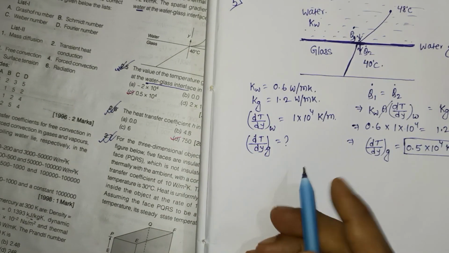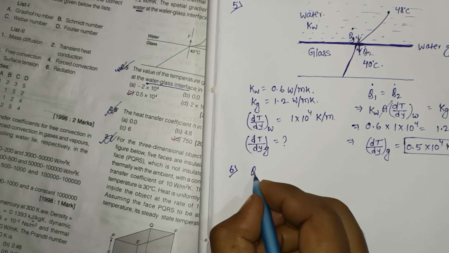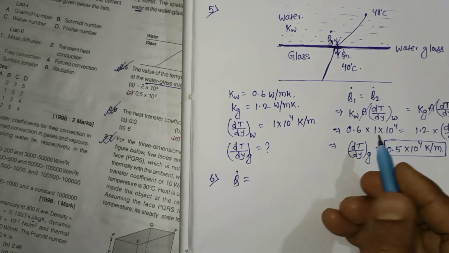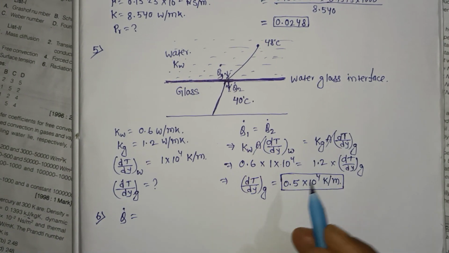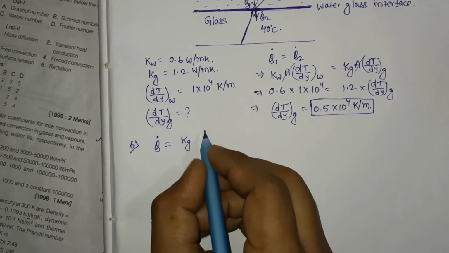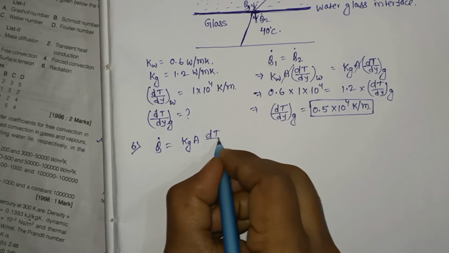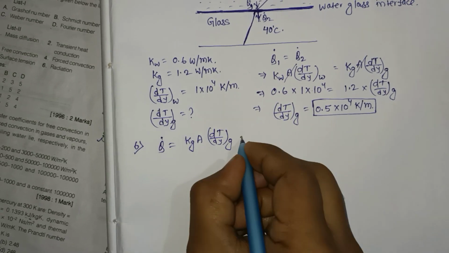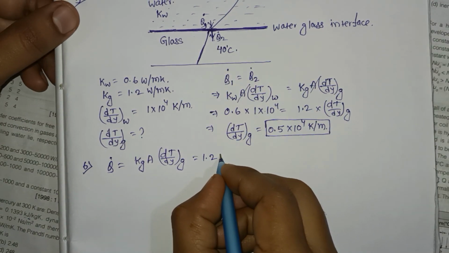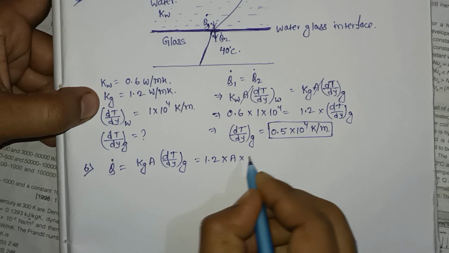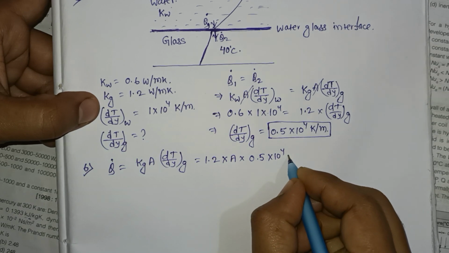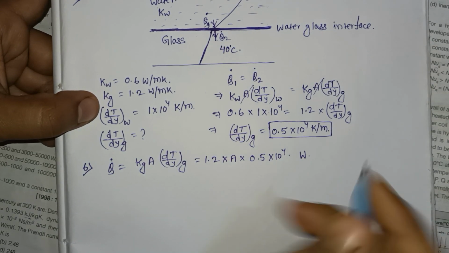Okay, so heat transfer rate. In question number 6, what is the heat transfer rate? Heat transfer rate is equal to Q1 dot, that is equal to Q2. So this is the same. Suppose K of G into area into dt by dy of G. That is equal to K of G, that is 1.2, into area into dt by dy of G, that is 0.5 into 10 to the power 4.